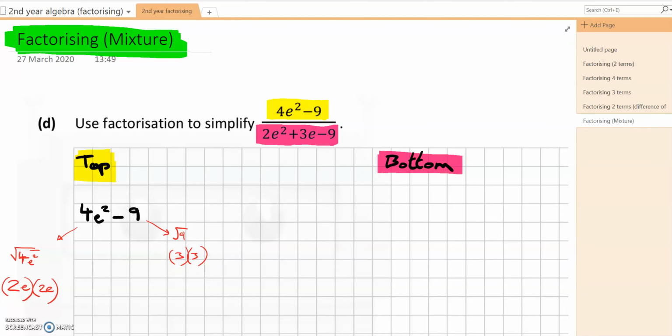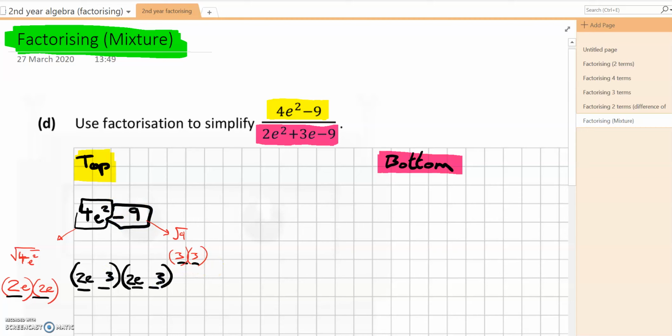So we have to get our brackets and put in those answers. So remember, in the first two places in our two brackets, we put in the roots of the first term, which we figured out to be 2e and 2e. And then in the second part of each bracket, we put in the other two roots belonging to the second term. So we put in 3 and 3. And then because it's difference of two squares, remember we always use two different signs, so plus and a minus, or a minus and a plus. Either one is fine. Okay, so that's the top one done.